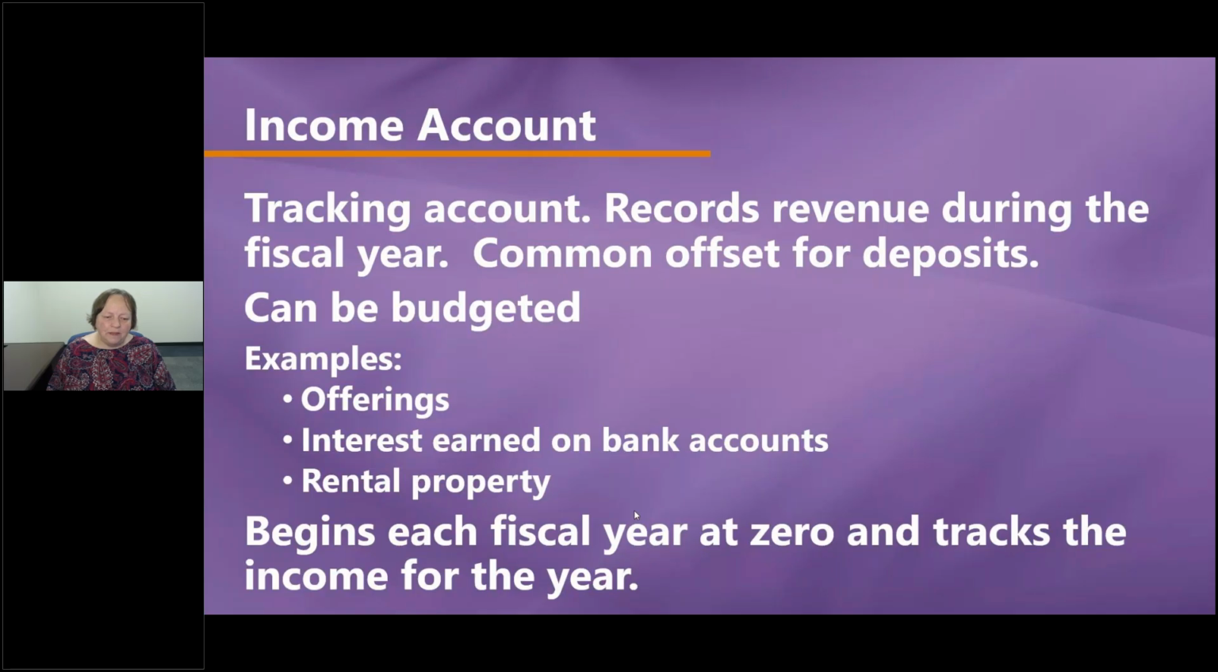Every income account is going to begin the fiscal year at 0, and then it's going to count up how much money comes in throughout the fiscal year, so that you can report on that for the current fiscal year. And at the end of the year, you'll be able to report all of your income and report on that, and then it'll start over at 0 again for the next year.